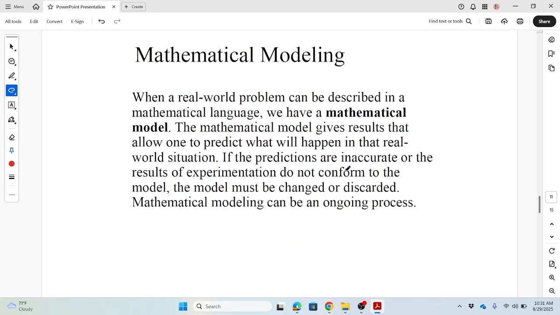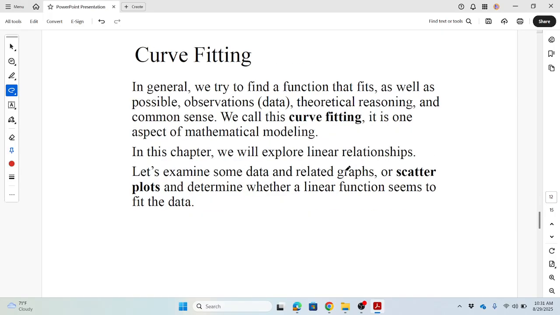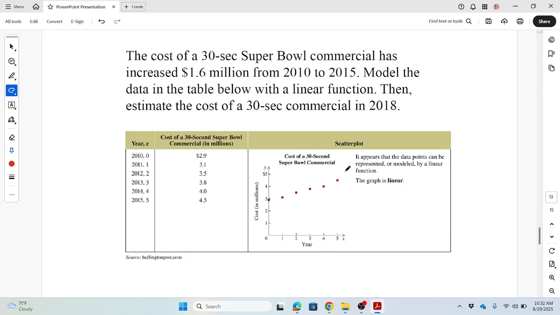We can use lines in solving real life problems. So we can use mathematical modeling to model real life situations. And in this particular section, we try to use linear equations for modeling. Sometimes when we plot given data, we try to come up with the curve which best fits the data, and that's called curve fitting. So here I'm going to talk about one example.